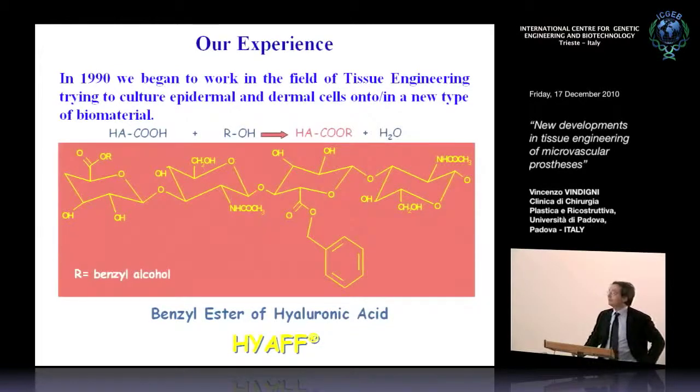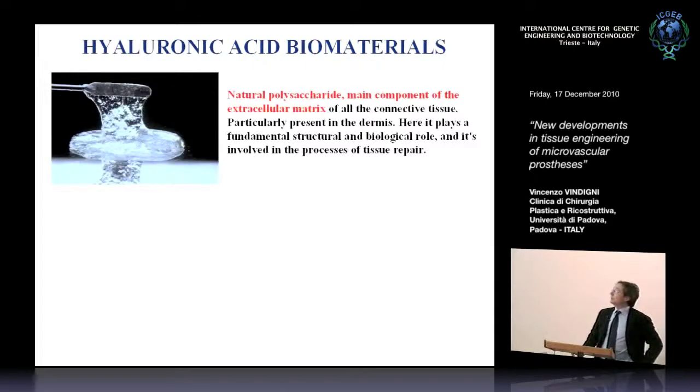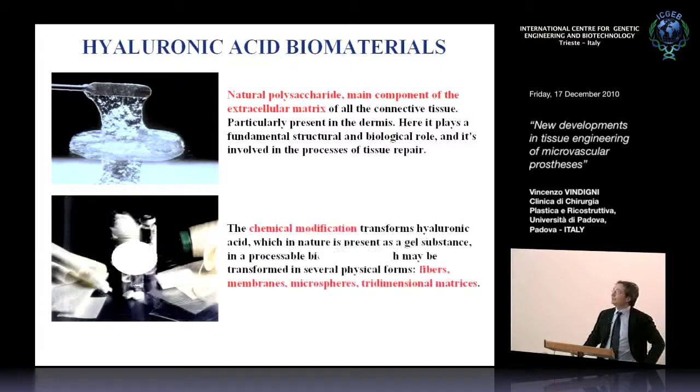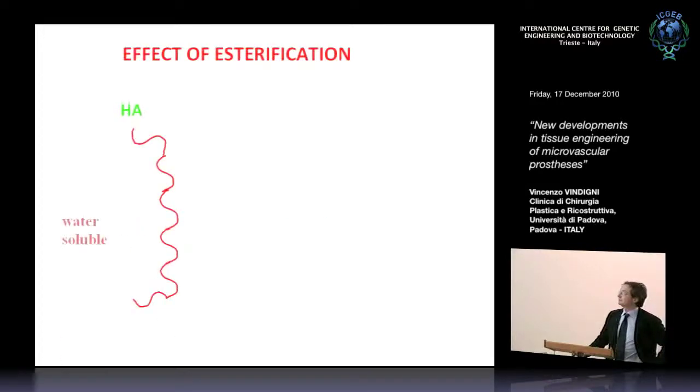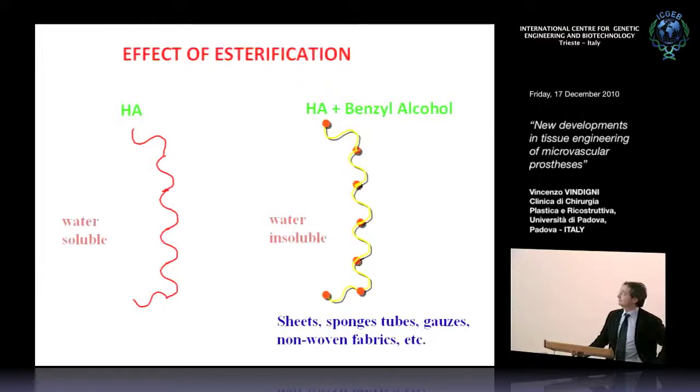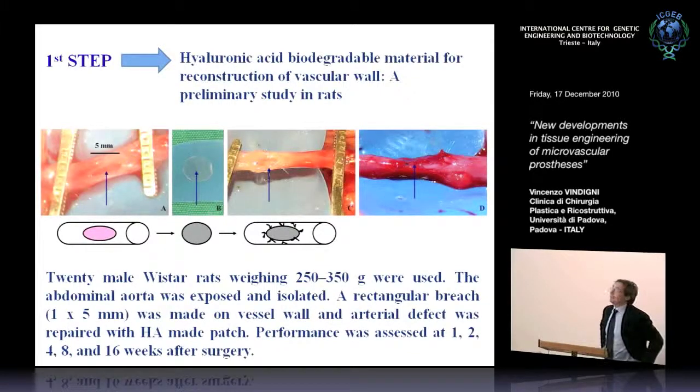that is hyaluronic acid. We have extreme confidence with this biomaterial because it is FDA approved and it is mainly used for skin tissue engineering. It is a natural main component of the extracellular matrix. And you can chemically modify the biomaterial in several forms, from fibers to microspheres to three-dimensional scaffold. Then, the first step of our research was to study the possibility to induce the regeneration of small artery defects. We made a preliminary study in rats.